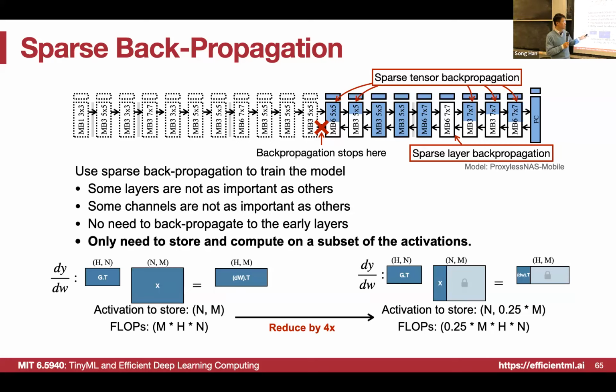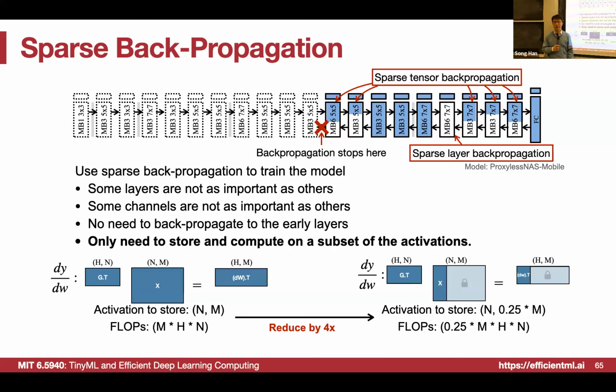So previously, we needed to calculate dy over dw. This is the G transpose times the activation. This is flowing from the previous layer. This is the current activation. In order to compute dw, we need to store the activation. If we only need to compute a partial update for that particular layer, we only need to store partial activations, which, in this case, saves 3/4 of the activation, since here we are only updating 1/4 of the weight. So we need to store only 1/4 of the corresponding activation.